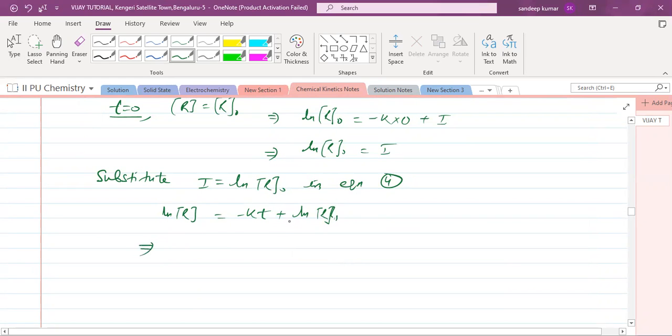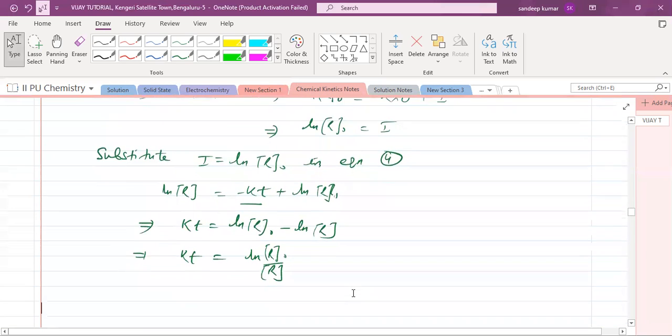So what we can do: ln R you move to the right hand side and minus KT you move to the left hand side. You can write plus KT is equal to ln of R0 minus ln of R. This implies KT is equal to, since log of M minus log of N is log of M by N, ln of R0 by R.